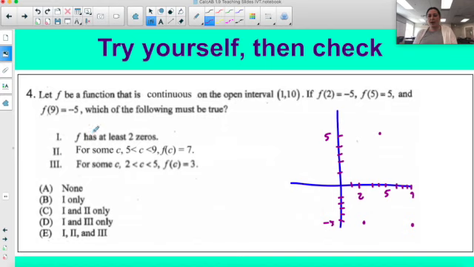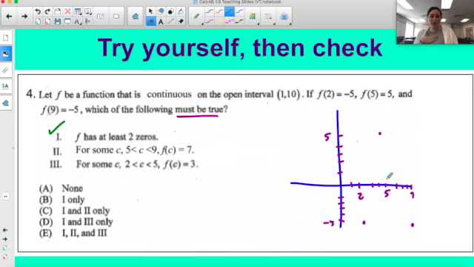Okay, f has at least 2 zeros. Which one must be true? Must be true: f has at least 2 zeros. Yes, because you're going from -5 to 5, that's going to pass 0, and then 5 to -5, that'll pass 0. So yes.